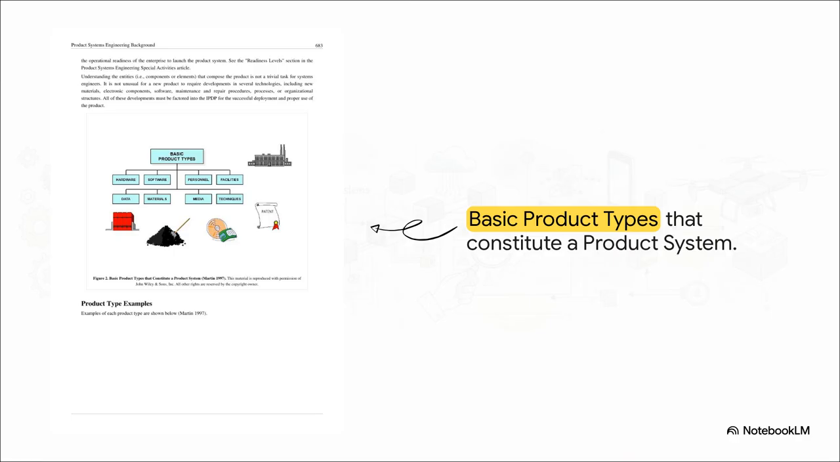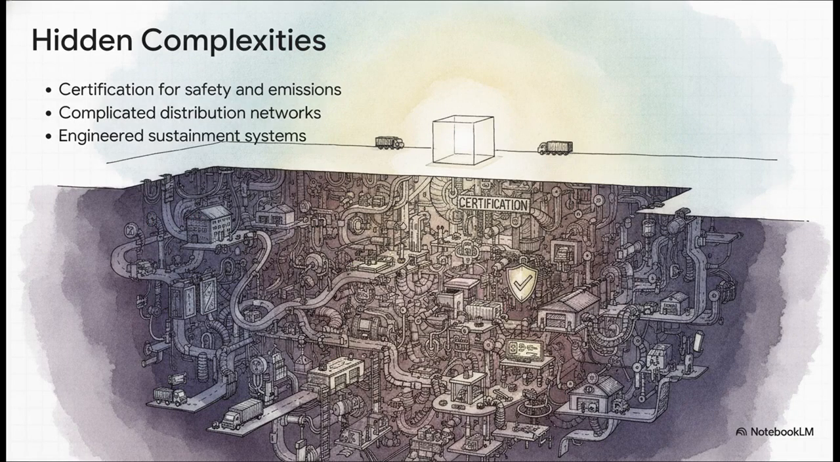I mean, a single product might consist of hardware, software, trained personnel, physical facilities, data streams, raw materials, media, and specific techniques. Developing a successful product means you have to actively factor every single one of these structures into your deployment plan. And beyond just those physical and digital pieces, you've got to engineer the invisible infrastructure behind it. These are the hidden complexities. Think about it.